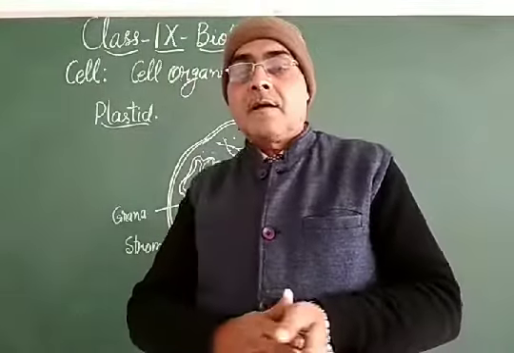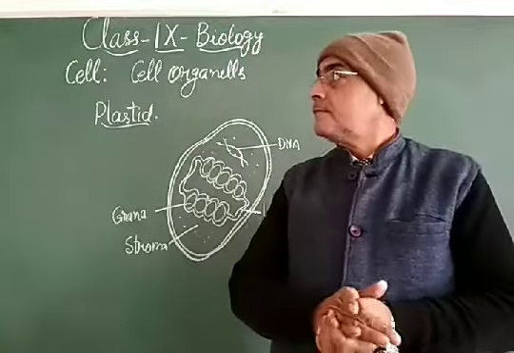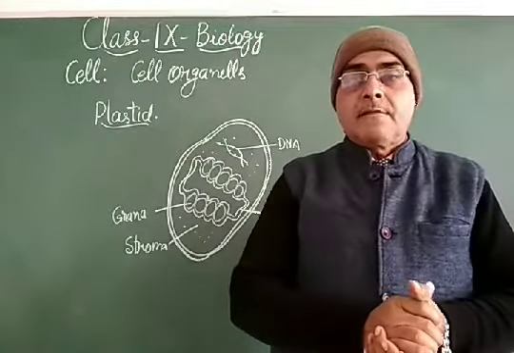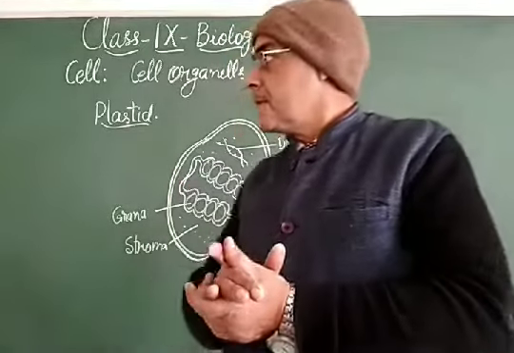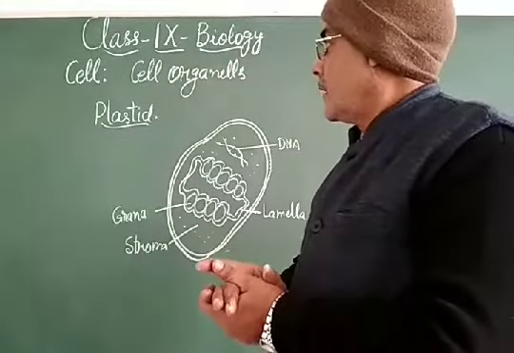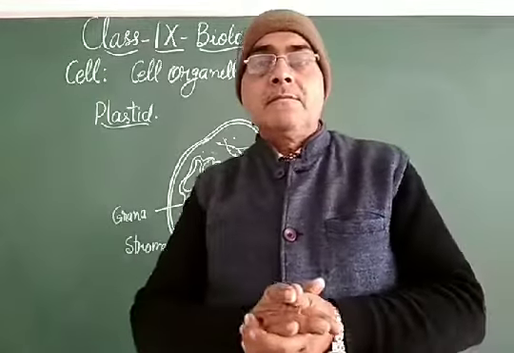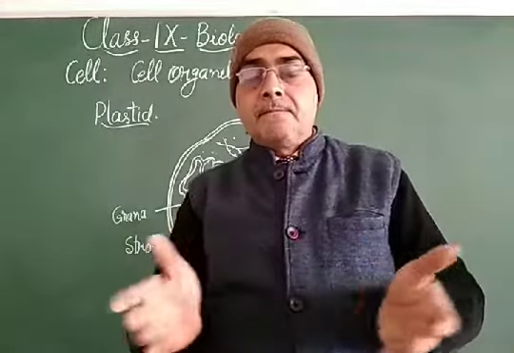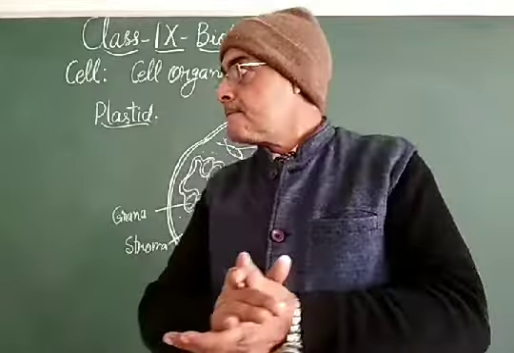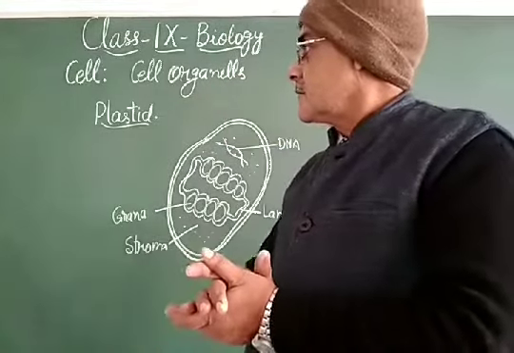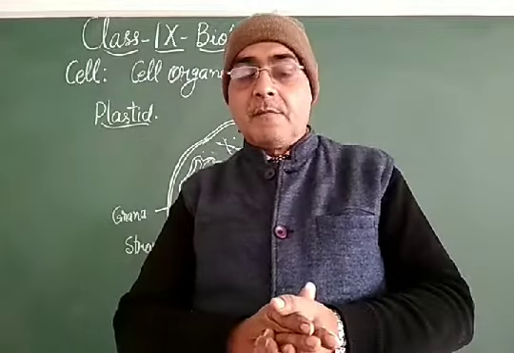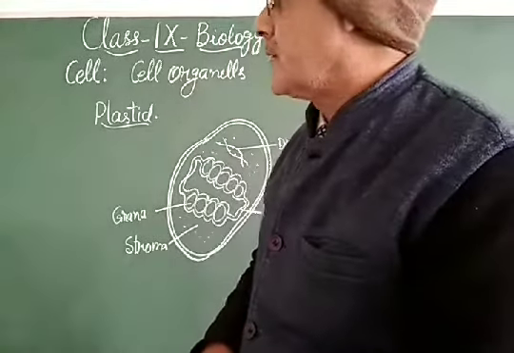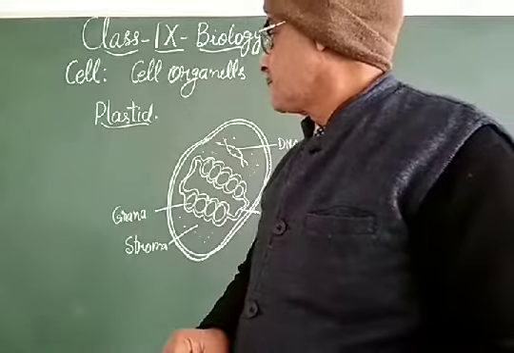My dear students, currently you are learning the chapter that is cell, the fundamental unit of life. And in this series of videos, you are learning the cell organelles one by one. You have learned the different types of the cell, the structure of the nucleus, the structure of the plasma membrane or cell membrane, and now we come to the structure of plastid.